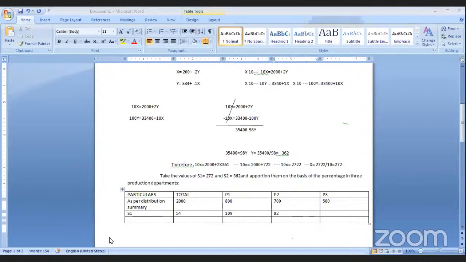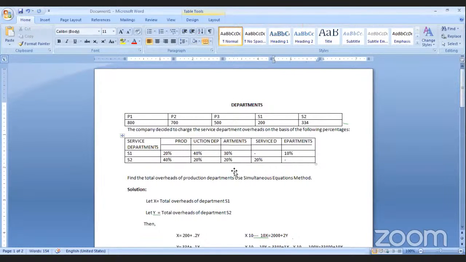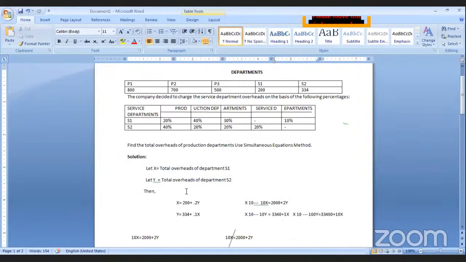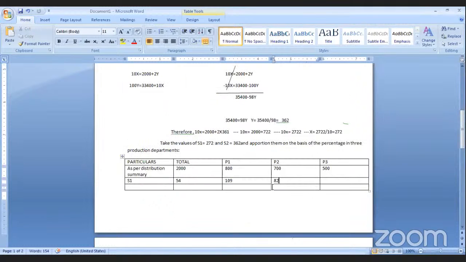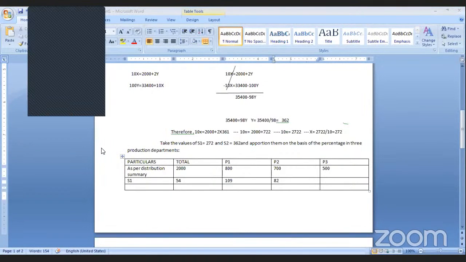272 into 30%. Is it 82? Yes, sir. But it should be equal to 272. No, these three combined should give us 272, but it is not coming like that. Please cross check and verify it. 164, 244. Somewhere a mistake has happened. Please cross check. I am calculating now.